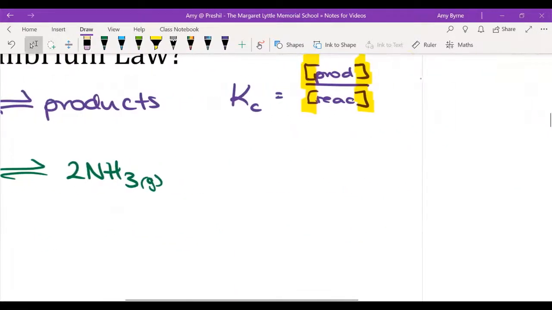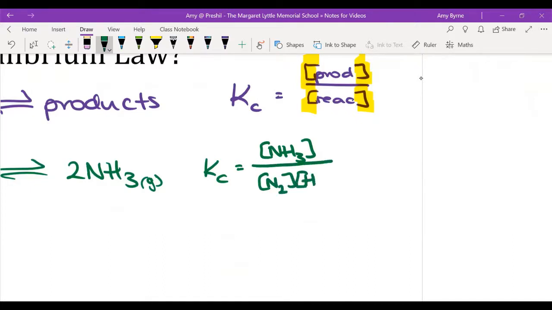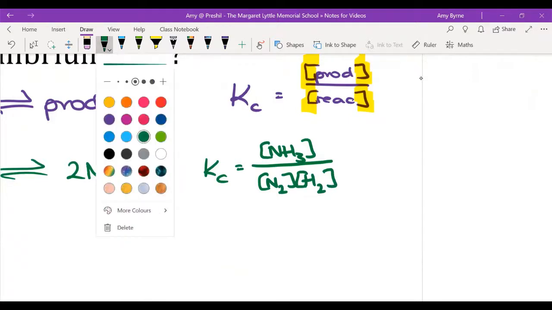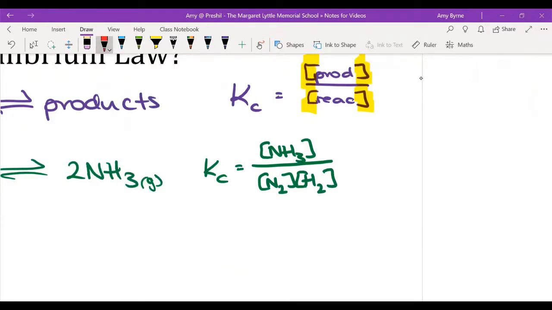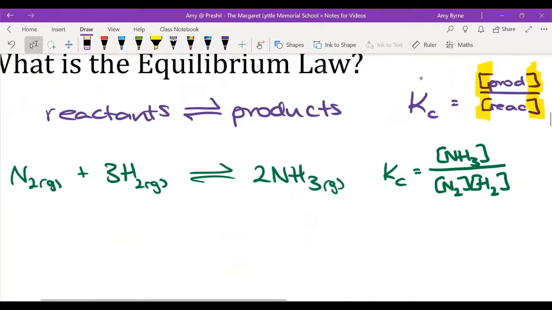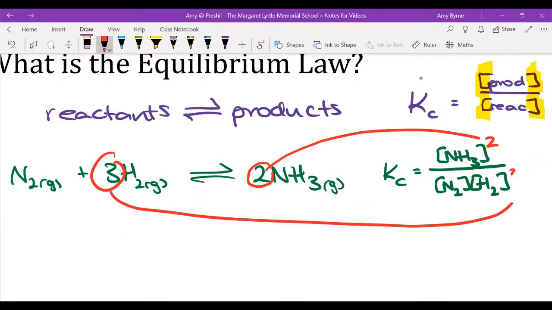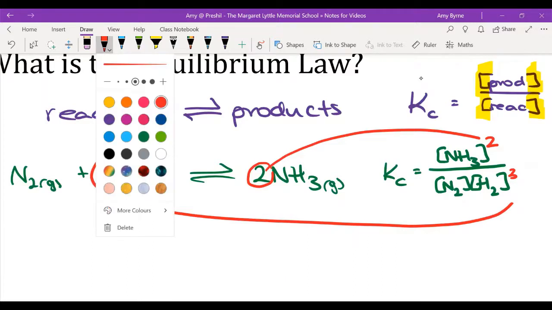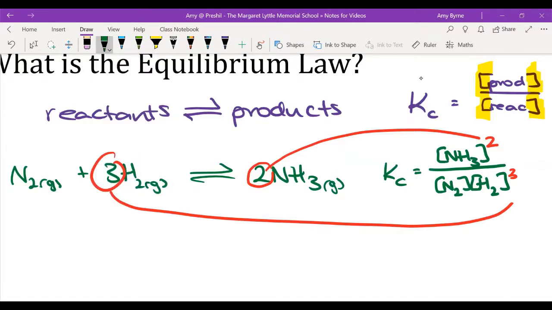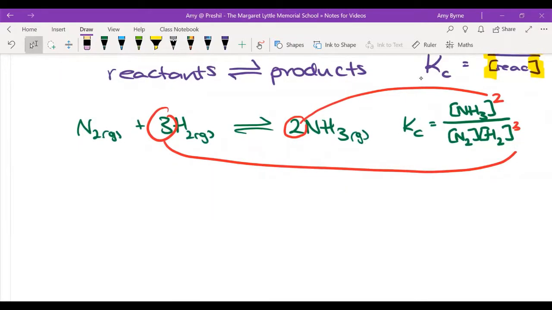So the equilibrium law for this is products over reactants. So it's going to be concentration of NH3 divided by concentration of N2 and concentration of H2. The important thing, and it's something that despite the fact that you've got chemistry teachers like me screaming about it, a lot of the time students forget to put the powers on. Whatever the mole ratio is, you put it as the power on that concentration.